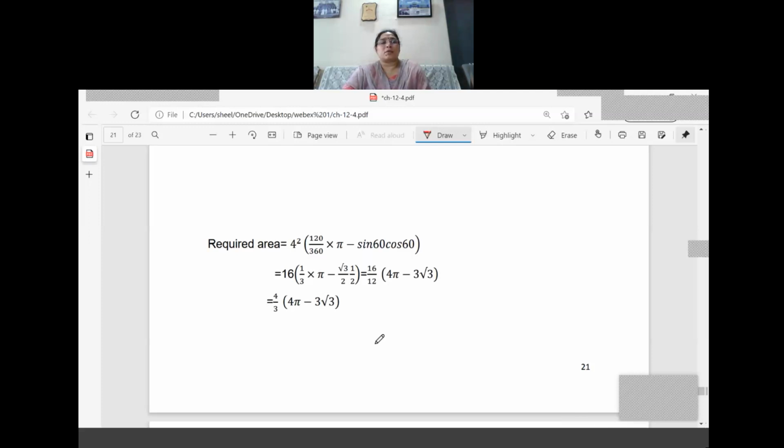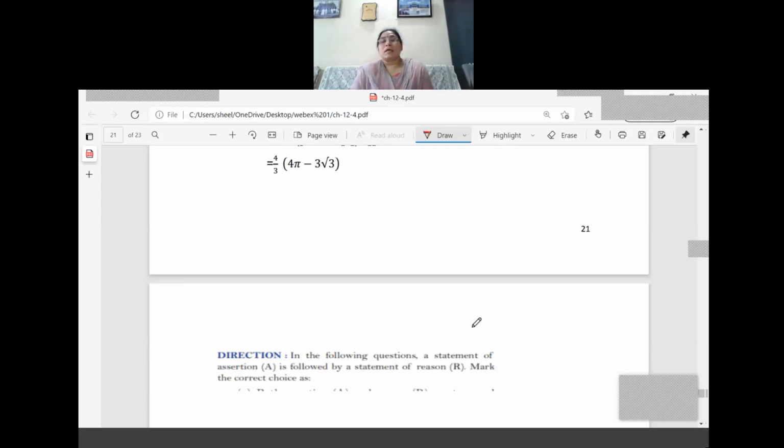Those who have not got the answer can check that formula substituted here. So sine 60 and cos 60 is there. The angle will come 120, divide by 2. Directly you can go for the formula, and the answer is 4 by 3 into 4 pi minus 3 root 3. Okay, let me check any other question.